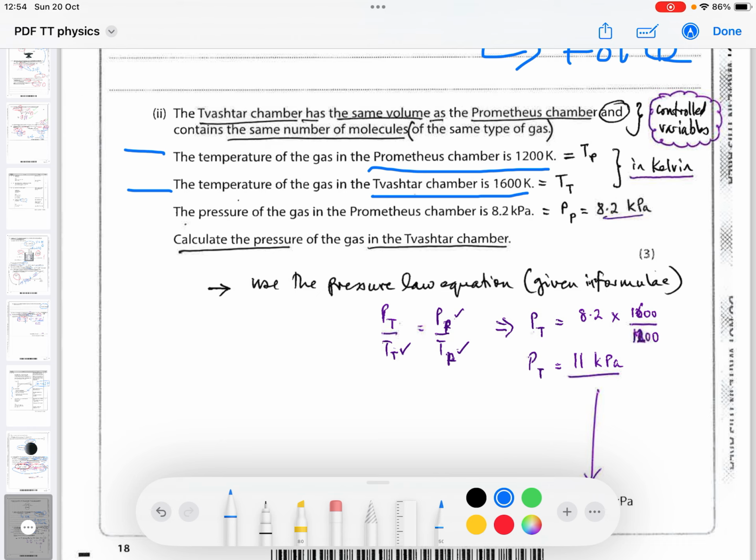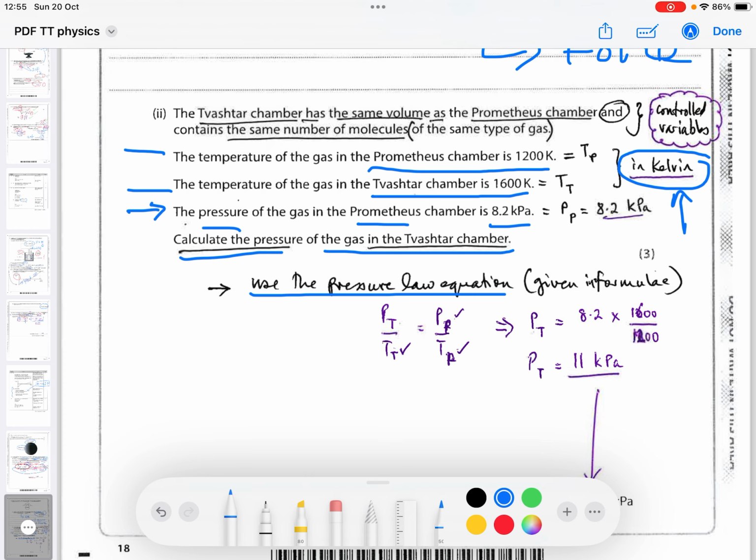So one has a higher temperature, therefore has a higher kinetic energy. They're giving you temperatures in Kelvin, so you don't have to change them. Remember, this law only works if you're in Kelvin, okay, the pressure law. And then they're giving you the pressure in one of the chambers. They're giving you the pressure of the gas in Prometheus, and they're giving it to you in kilopascals. You don't have to change the units because your answer will then come out in kilopascals, so it will save you time. Use the pressure law equation here to calculate the pressure of the gas in the other high pressure chamber. Okay, remember the pressure is higher, so the answer should be greater than 8.2 kilopascals.